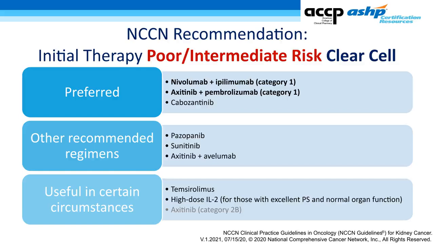So now if we look at our treatment guidelines for poor and intermediate risk clear cell renal cell carcinoma, we see there are two category 1 options, nivolumab plus ipilimumab, a combined immune checkpoint inhibitor regimen. Again, nivolumab, a PD-1 inhibitor, and ipilimumab, a CTLA-4 inhibitor. The TKI axitinib plus pembrolizumab is also category 1, with cabozantinib as a category 2A recommendation. Other recommended regimens include pazopanib, axitinib, or the combination of axitinib plus avelumab, and then useful in certain circumstances, temsirolimus, high-dose IL-2, and axitinib.